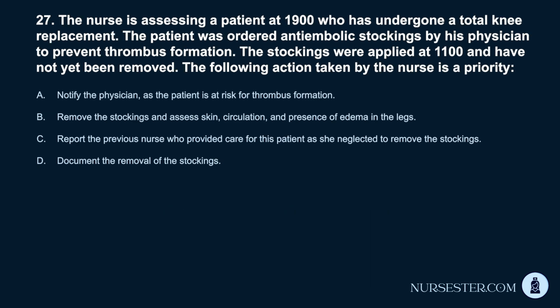27. The nurse is assessing a patient at 1900 who has undergone a total knee replacement. The patient was ordered anti-embolic stockings by his physician to prevent thrombus formation. The stockings were applied at 1100 and have not yet been removed. The following action taken by the nurse is a priority. A. Notify the physician, as the patient is at risk for thrombus formation. B. Remove the stockings and assess skin, circulation, and presence of edema in the legs. C. Report the previous nurse who provided care for this patient as she neglected to remove the stockings. D. Document the removal of the stockings.